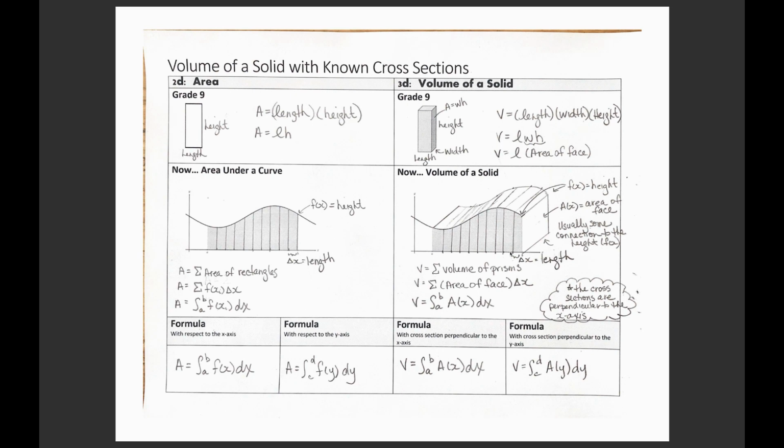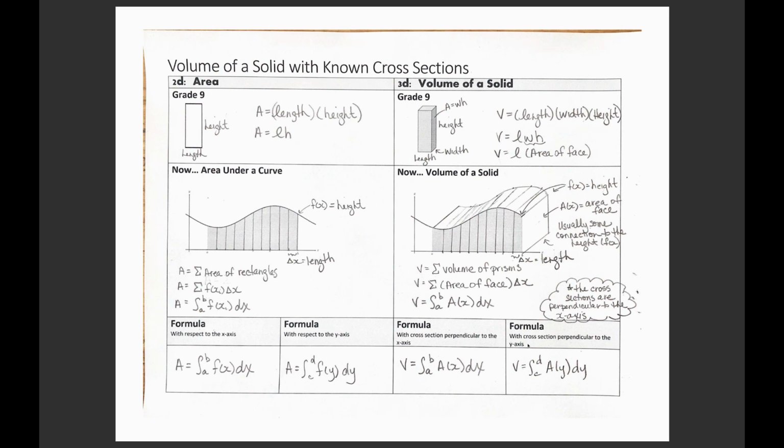would be the volume with cross-sections perpendicular to the x-axis. If I took this and flipped it on its side and looked at it with reference to the y-axis, the cross-sections would become horizontal. And that would change our formula a little bit, because now we would be looking at horizontal cross-sections that are perpendicular to the y-axis.